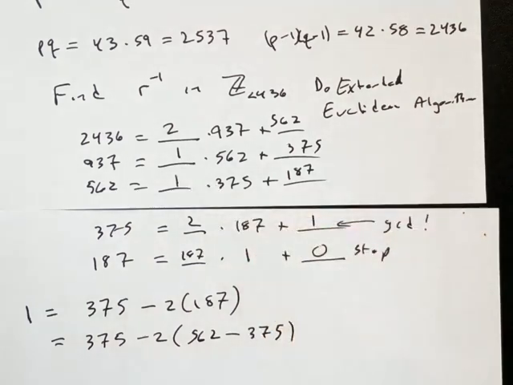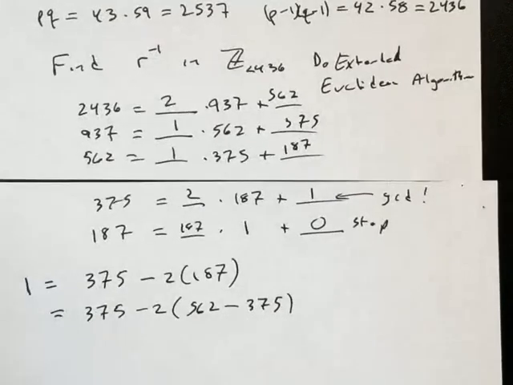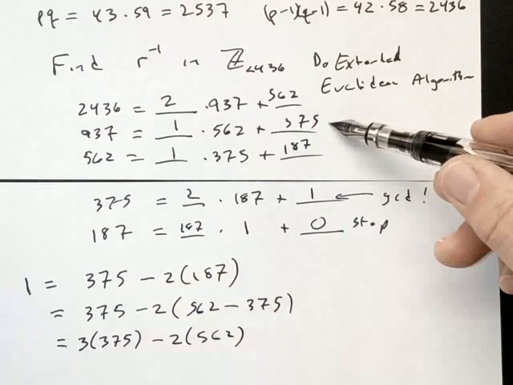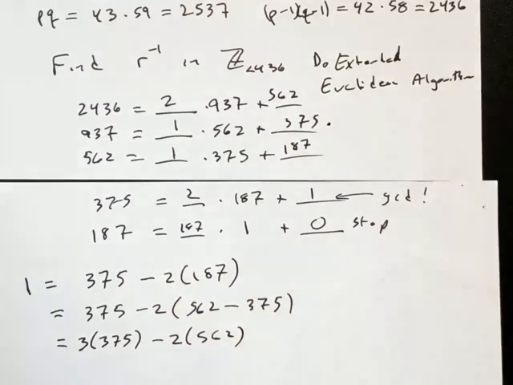Hey, wait a minute. I'm going to regroup without simplifying. That's 2 375s and another one. That's 3 375s minus 2 times 562. So that used the remainder 187. Go to the next line up where the remainder is 375. And let's use that line. 3 times 937 minus 562 minus 2 more 562s.